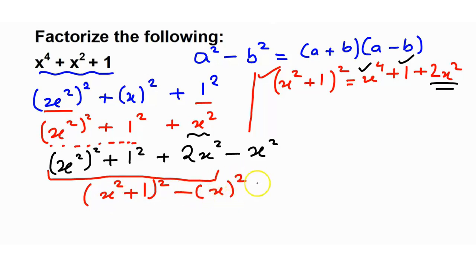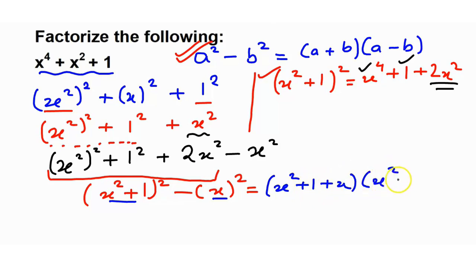Now we can use the formula here. This is basically this form, that is a square minus b square. So this should be a plus b into a minus b. So this would be a and this would be our b. So first we'll write a plus b, that is x square plus 1 plus x. And then we'll write a minus b, that is x square plus 1 minus x. So this is the factorized form.